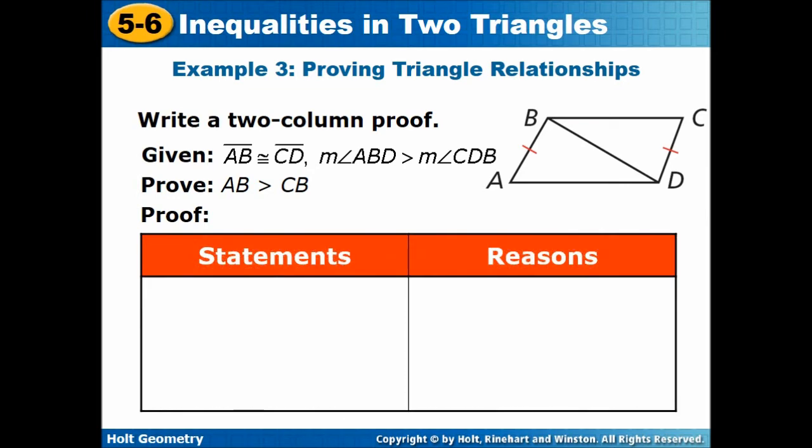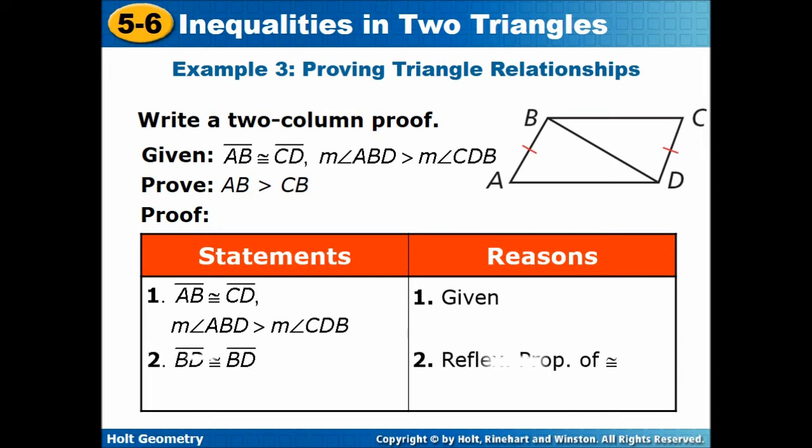So set it up into statements and reasons. First you do your given: AB is congruent to CD, and the measure of angle ABD is greater than the measure of angle CDB. That's your given. Now, you're going to use the reflexive property of congruency to say that BD is congruent to BD. That's the diagonal. Then you're going to use the hinge theorem, and you're going to say that AD is congruent to CB. And the reason, of course, is because, again, the angles that are opposite them are also going to be congruent.